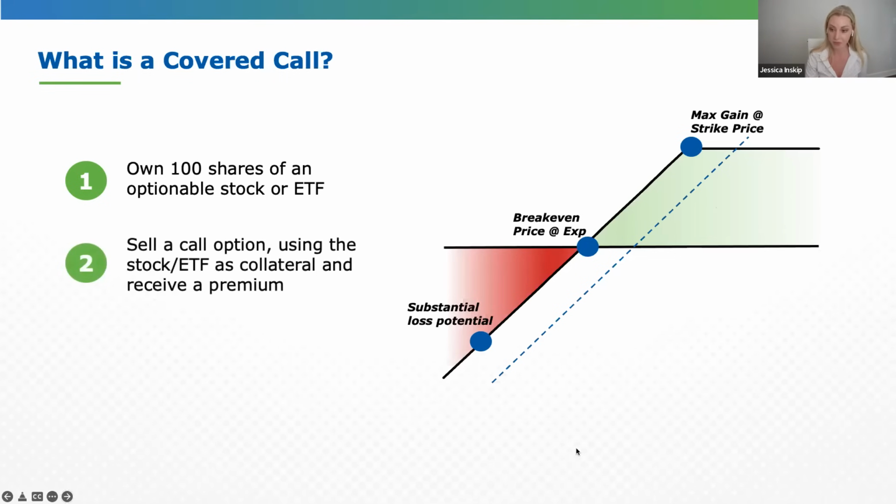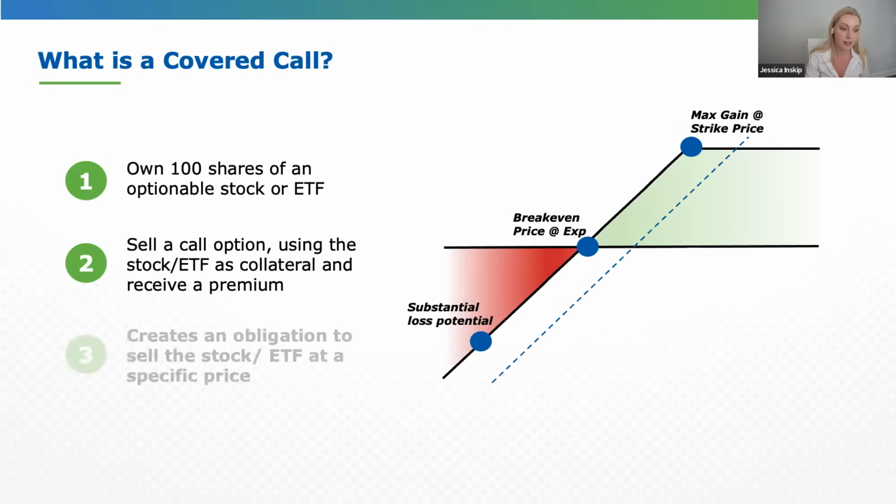You sell a call option and you utilize that stock as collateral, because remember, when you have a short call, you're obligated to sell at that specified price, which is the strike price. And if you don't own the underlying shares, you could have unlimited risk. But by owning the underlying shares, you've already bought them. So you're just specifying a price at which you would sell the security, and your underlying security is the collateral in that situation. And when you do that, you collect a premium. And when you receive that premium, it reduces your cost basis.